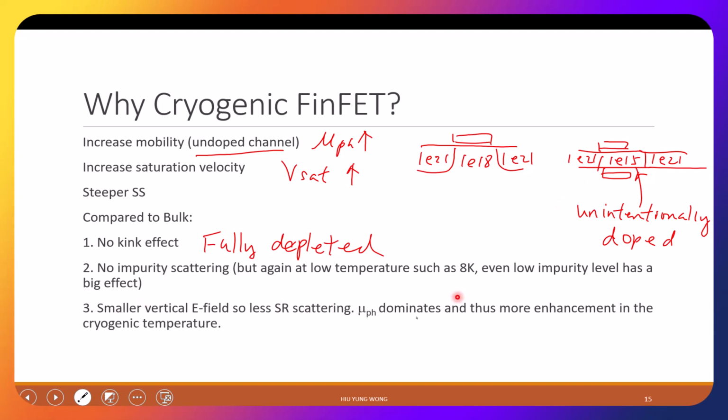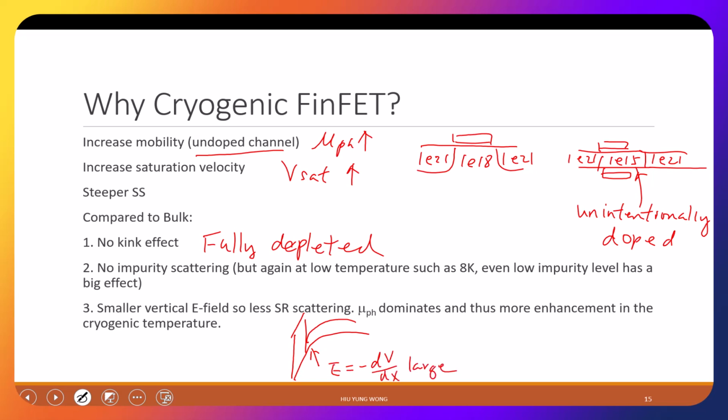Okay, and no impurity scattering when we undope, right? But at low temperature, as I said, Coulomb scattering becomes important. You will still feel it, okay? And also it has less electric field. Let's talk about this. In a bulk device, when it is on, you have the inversion layer like this, right? This is the bending of the band. So you actually have electric field equals negative dV/dx, right? Which is large, right?